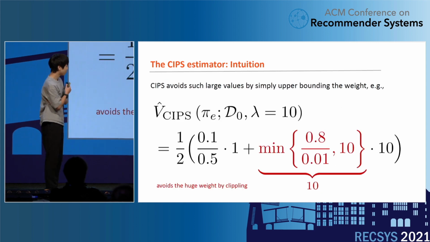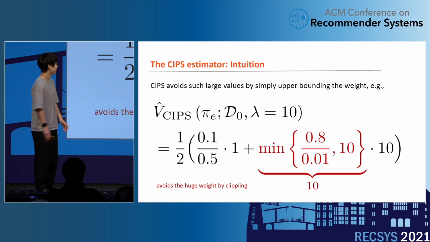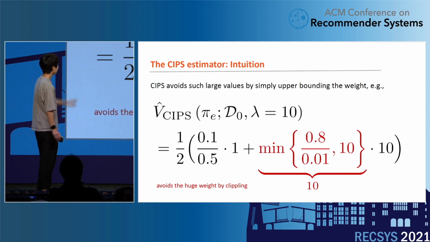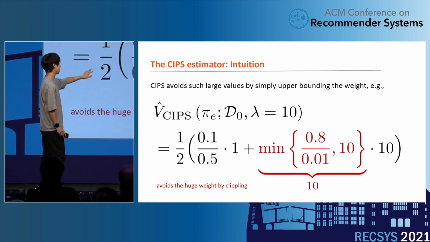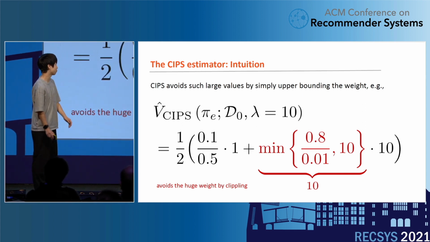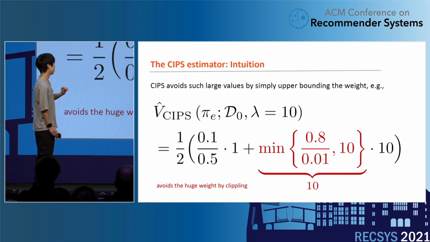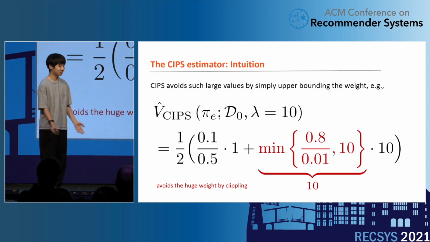And here's how the ClipIPS estimator deals with this problem. It's very simple. Here the lambda is set to 10. When we have this hyperparameter lambda, we just cut off and use lambda as a replacement for the huge importance weight. Now the importance weight is 80, so let's replace that huge value with the hyperparameter lambda. That's it.